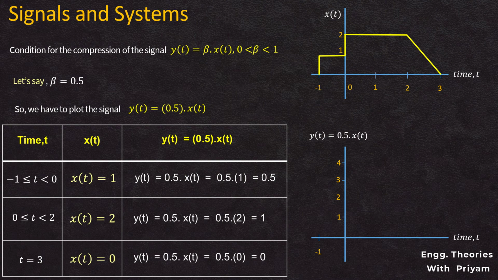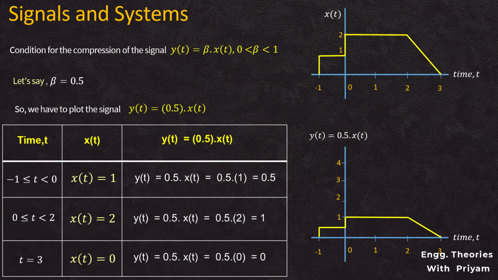When the time t is less than -1, then the amplitude of the signal is 0, same as the original signal. Again, when the time t is greater than or equal to -1 and less than 0, then the amplitude of the signal y(t) is equal to 0.5. Again, when the time t is greater than or equal to 0 and less than 2, then the amplitude of the signal y(t) is equal to 1. And finally, when the time t is equal to 3, the amplitude of the signal y(t) is equal to 0. Now, if we compare the two signals x(t) and y(t), then we can see that both signals exist from t equal to -1 to 3. So there is no change in the time axis of both signals.